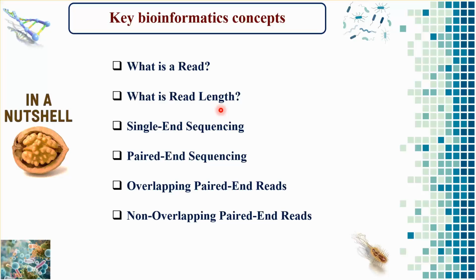Next, we covered these two sequencing strategies. In single-end sequencing, each fragment produces one read, simple but limited in information. In paired-end sequencing, each fragment produces two reads from opposite ends, providing more context and improving analysis accuracy. We then went deeper into paired-end reads. When the reads overlap, they can be merged to form a longer and more accurate sequence. And when they don't overlap, they still provide valuable information through the known distance between them.